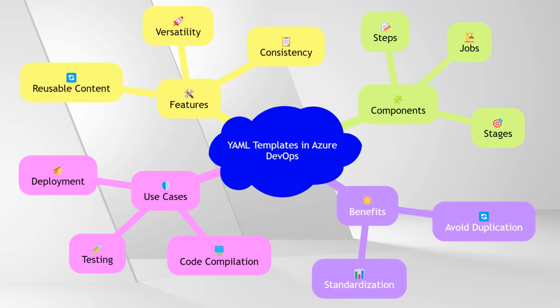YAML templates are a powerful feature in Azure DevOps that allow you to define reusable content for your pipelines. By using templates, you can avoid duplication and ensure consistency across multiple pipelines. YAML templates can include steps, jobs, or even entire stages, making them highly versatile. They are particularly useful for standardizing common tasks such as code compilation, testing, and deployment.